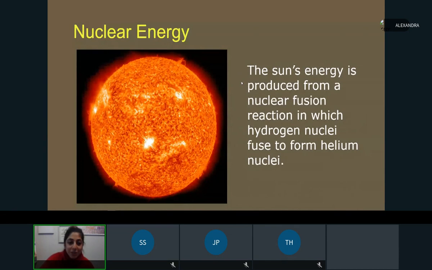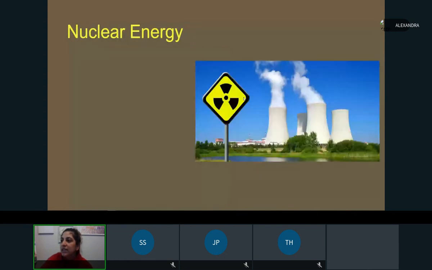So just like Julie mentioned before, there is nuclear energy in the sun. The sun's energy is produced from a nuclear fusion reaction where hydrogen nuclei join together to create helium nuclei. So that's really what the sun is. The sun is just this big ball of gas that is continuously colliding, going from hydrogen to helium, and the nuclei are joining and parting. And so we have nuclear energy in the sun.